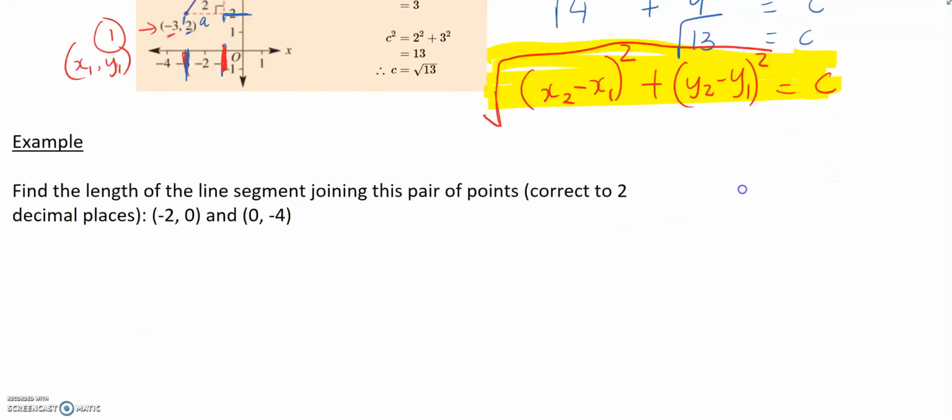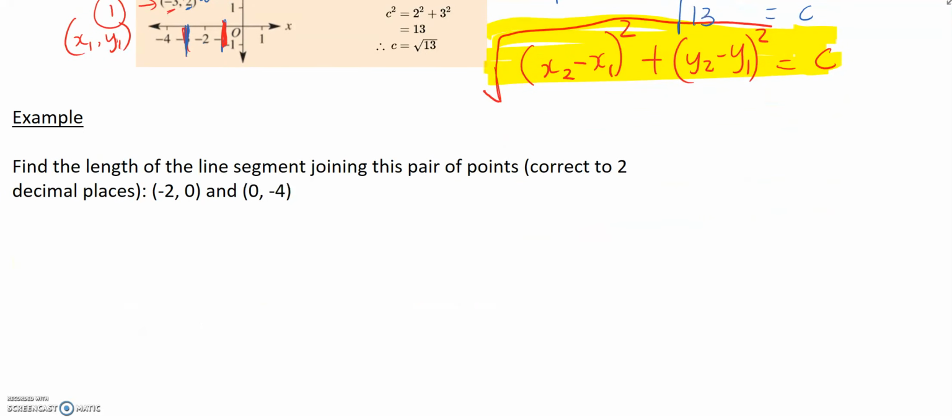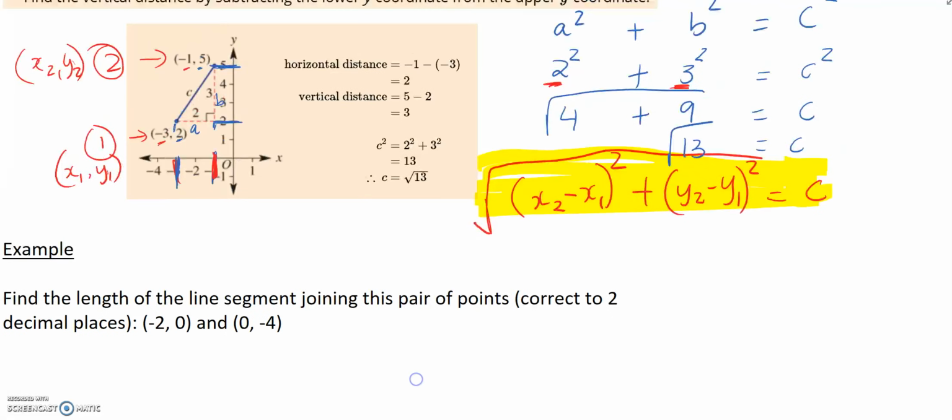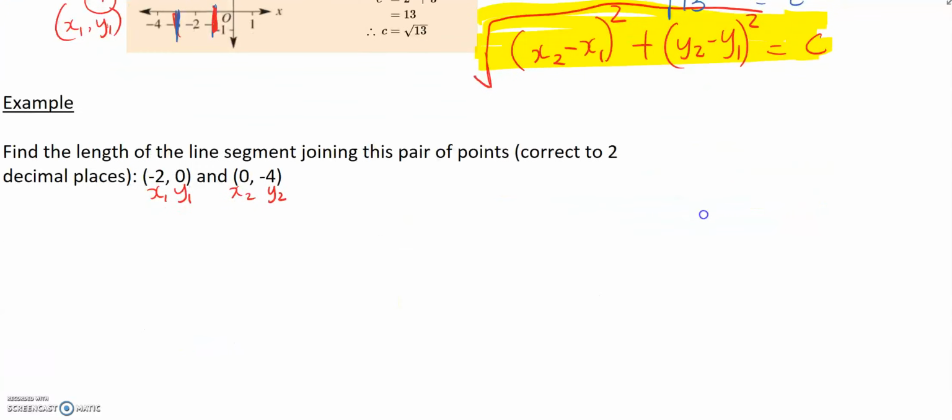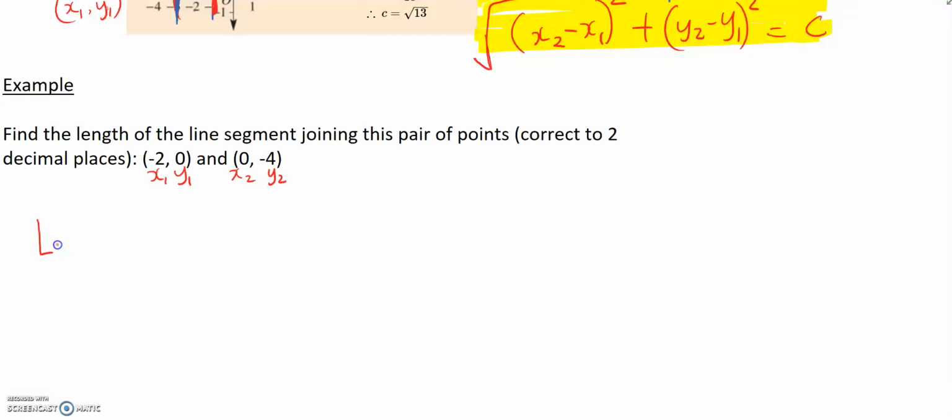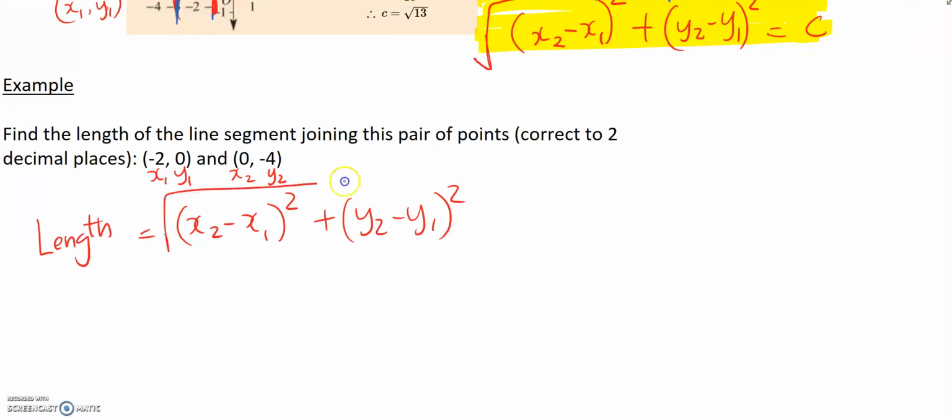Okay. Find the length of the line segment joining this pair of points, correct to 2 decimal places. So you can find it correct to 2 decimal places. As we did before, let's label point 1, x1, y1, point 2, x2, y2. Okay, and let's use the formula. The length is equal to x2 minus x1, square that, plus y2 minus y1, square that, and then the square root.